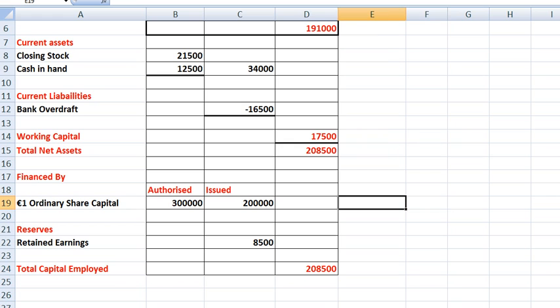You will notice that the balance sheet is balanced. The total net assets equals total capital employed.